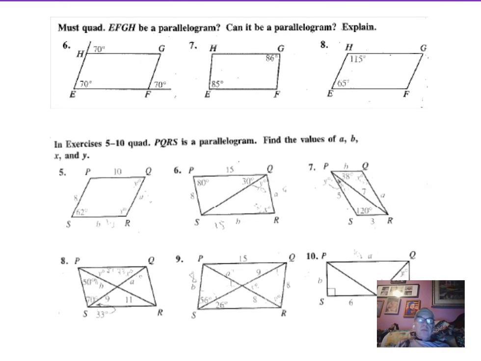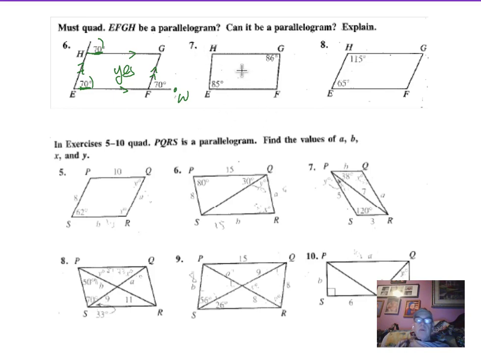For number 6, must it be a parallelogram? If you look at the 270s, they're in corresponding positions, which makes HG and EF parallel to each other. And if you look at angle E and the corresponding angle at F, these are also corresponding angles, which means that these lines are parallel. If you have congruent corresponding angles, lines are parallel. So yes, you have pairs of opposite sides that are parallel.